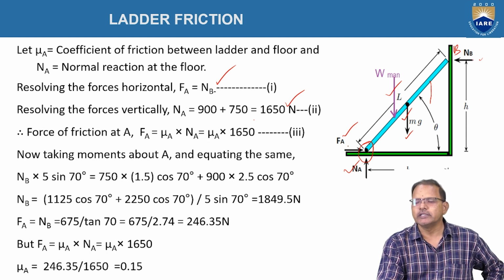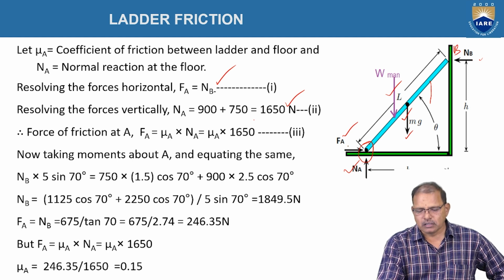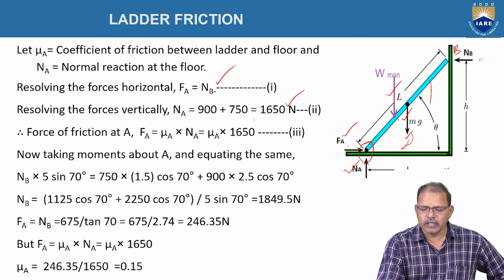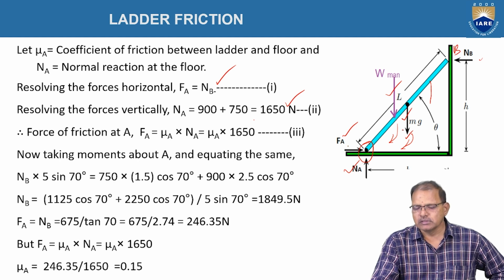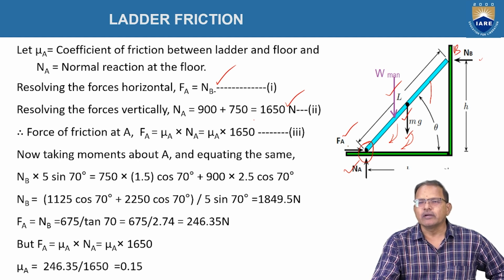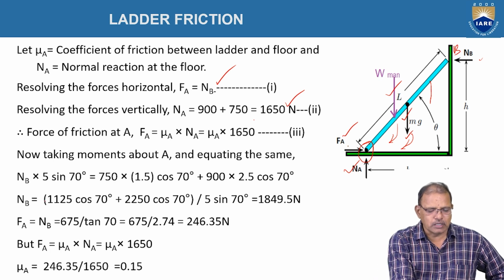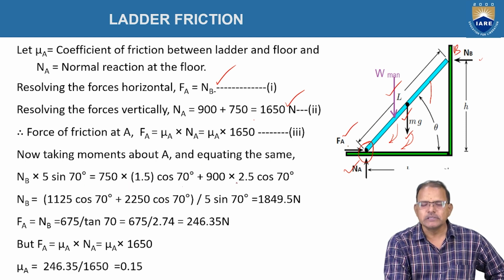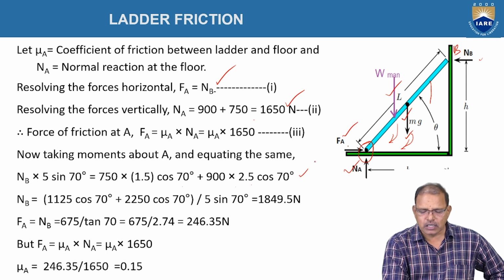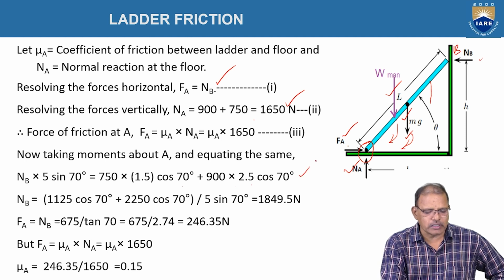This force tends to slide the body in counterclockwise direction, and the weight is clockwise. The weight of the person is also clockwise. Hence, the sum of the moments in clockwise direction should be equal to the sum of the moments in anti-clockwise direction. Hence, NB into 5 sin 70 equals 750 into 1.5 into cos 70 plus 900 into 2.5 into cos 70 degrees. From this relationship, we get NB equal to 1849.5 newtons.